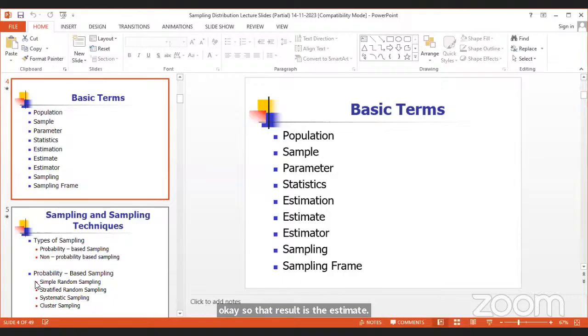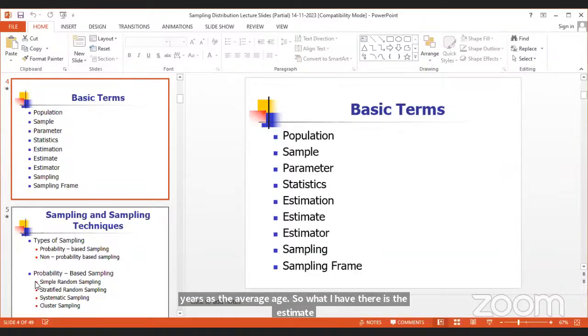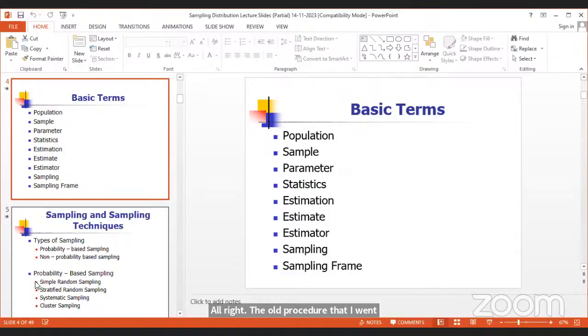I'm interested in your average age. Maybe I have a product that I feel might be good for you, but I want to be sure that you are within the age bracket the product is meant for. So I can decide to just get a sample of your ages, and then I compute. If I arrive at maybe 19 years as the average age, what I have there is the estimate. The whole procedure that I went through to arrive at that 19 is estimation. What I arrived at is the estimate.